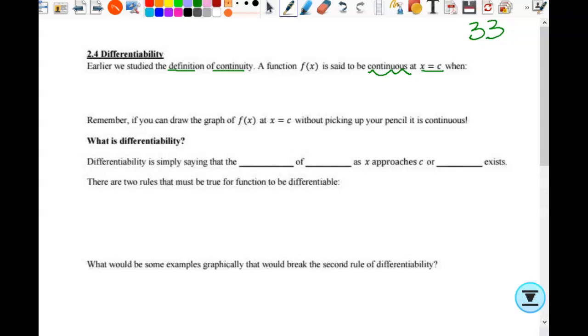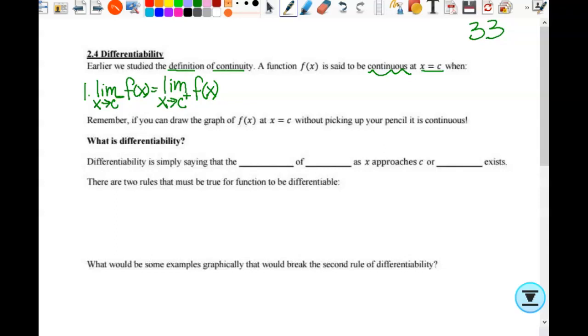So we know a couple of things that are true, right? It is continuous if the limit as x approaches c from the left of f of x equals what? The limit as x approaches c from where? The right. Okay, so the limit from the left equals the limit from the right, which means that the limit exists, right?